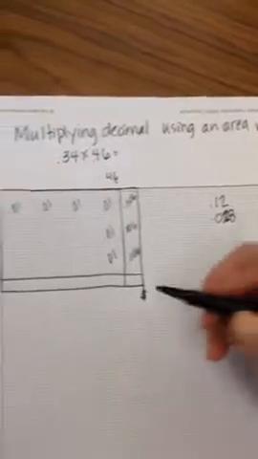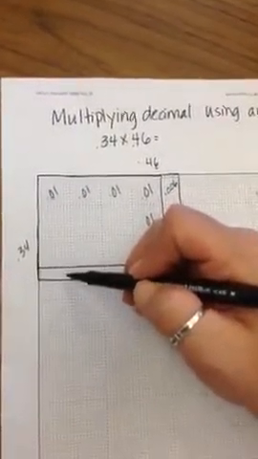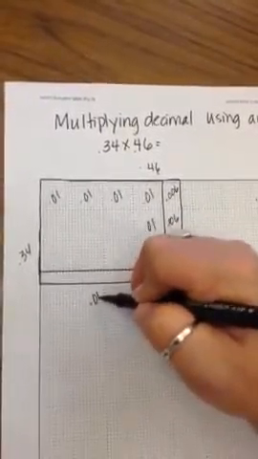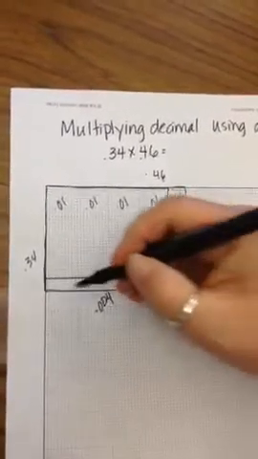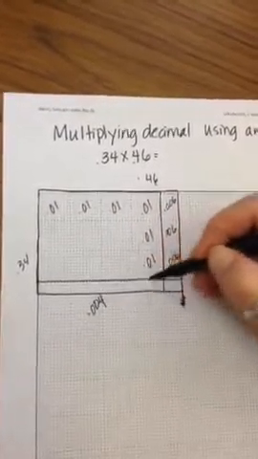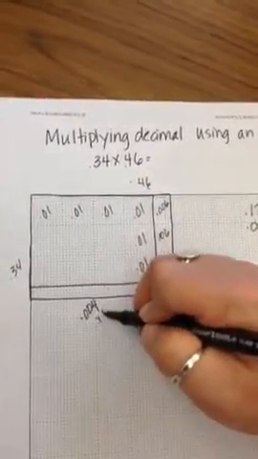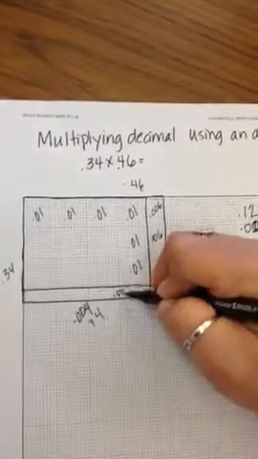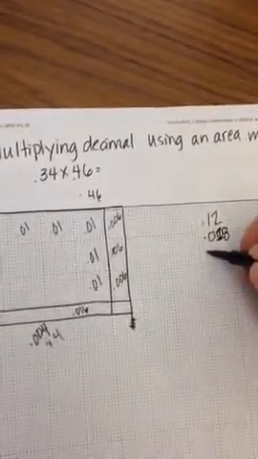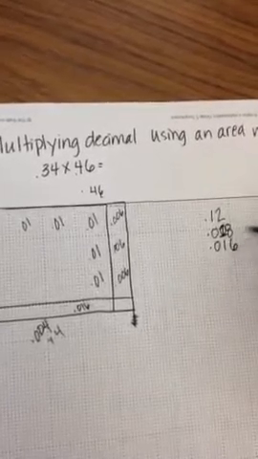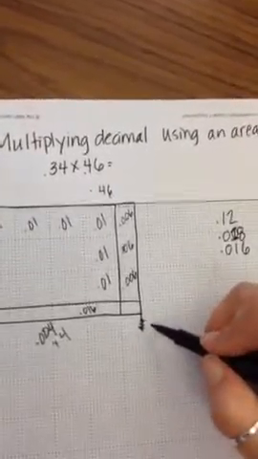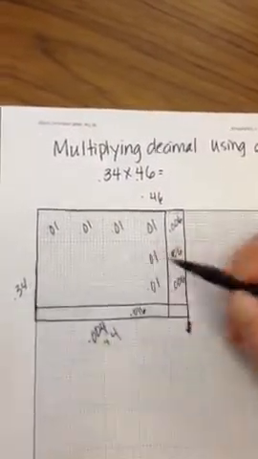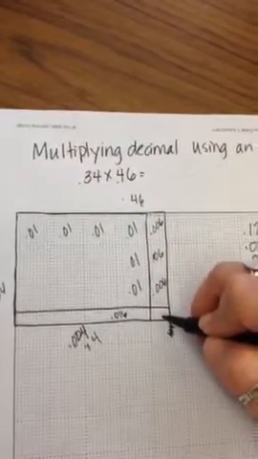Sorry for the mess. And then I should have 4 thousandths here, here, here, and here. So if these are all 4 thousandths times 1, 2, 3, 4, that should be 16 thousandths total. I'm going to put that over here. And then my smallest area right here should be 6 times 4. So that should be 24 ten-thousandths.